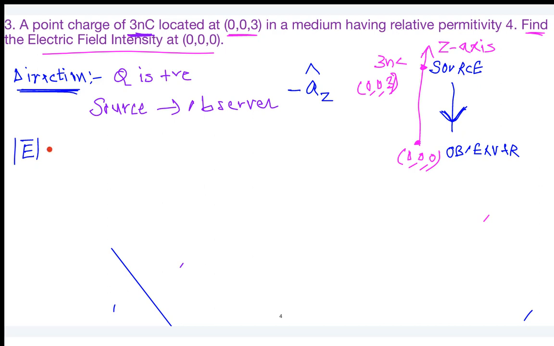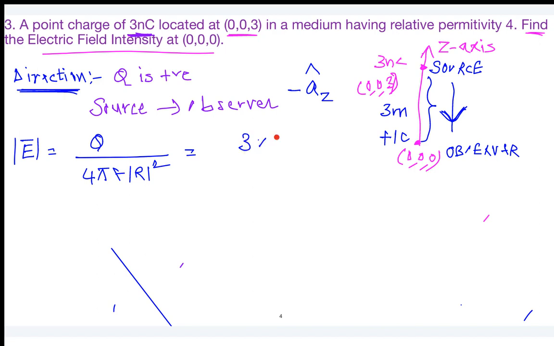So Q will be 3 into 10 power minus 9, divided by 4 pi. And what is the value of epsilon here? You know that epsilon is equal to epsilon naught into epsilon r. So 4 into 1 by 36 pi 10 power minus 9, into r, where the magnitude is 3. So r square will be 9. So can you find the magnitude now?